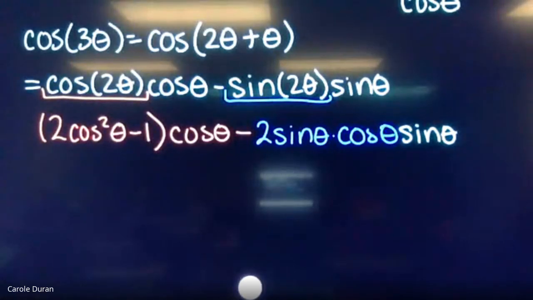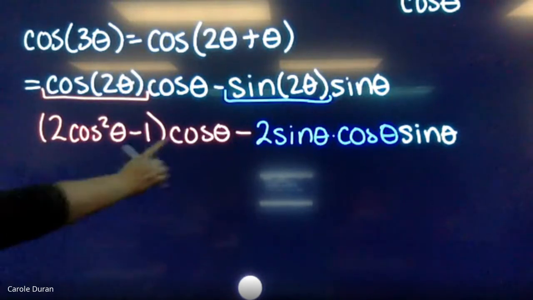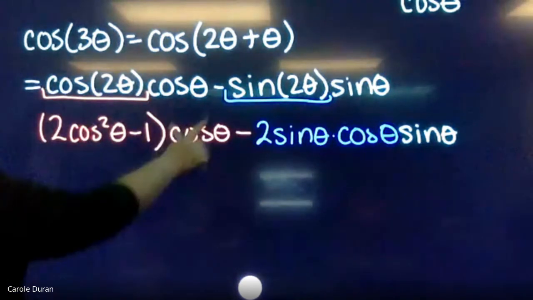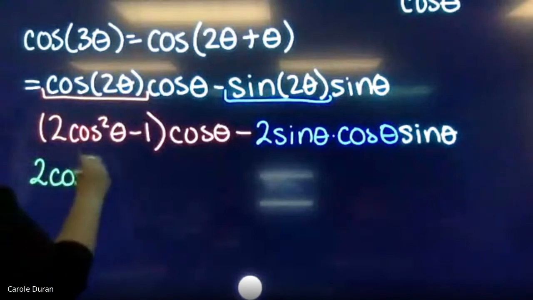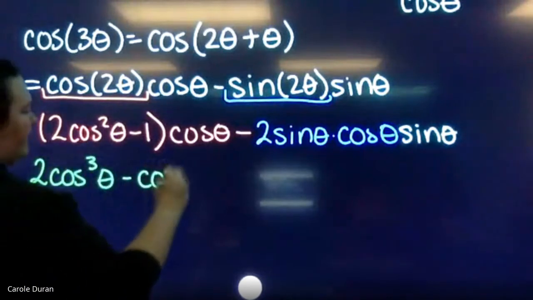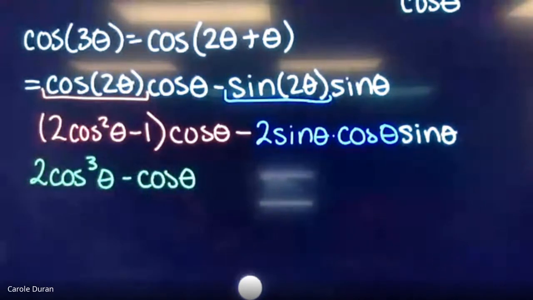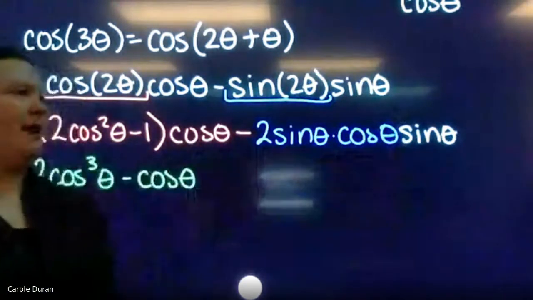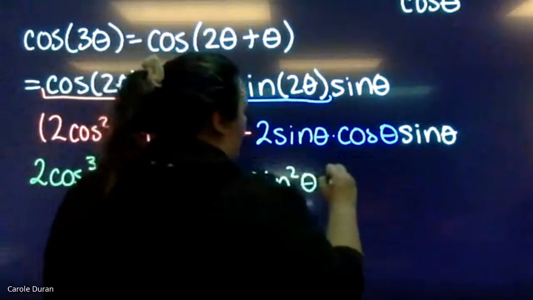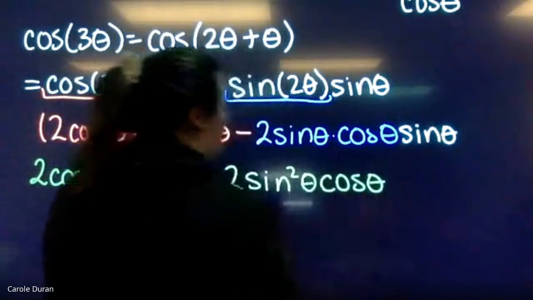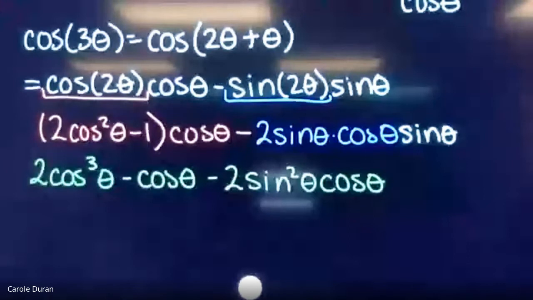So what we're going to do now is we're actually just going to simplify this a little bit to make it a little bit easier to work with. So the first thing I'm going to do is distribute this cosine into both of these terms inside the parentheses. When I do that, I get 2 cosine cubed theta minus cosine of theta. I'm going to put my sines together on the right-hand side, and when I do, I get minus 2 sine squared theta cosine theta.